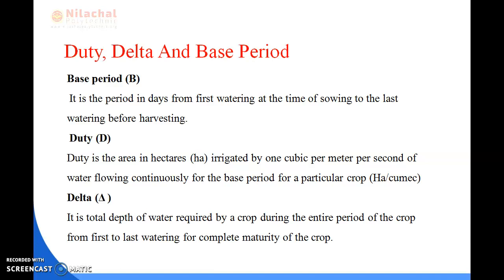So next is delta. It is the total depth of water required by a crop during the entire period of the crop, from the first watering to the last watering, for complete maturity of the crop. So we can say that it is the total depth, or the height of the water, which is required by a crop during the entire period of the crop from the first to the last watering. Okay, after that the plant is harvested.